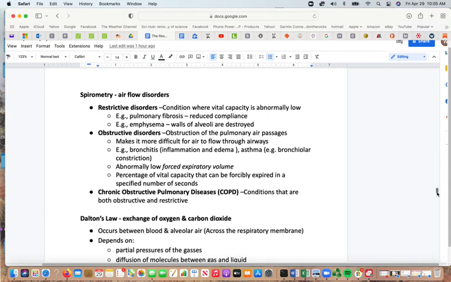So things can be abnormally low for forced expiratory volume. The percentage of vital capacity that can be forcibly expired in a specific number of seconds can be looked at. So with COPD, chronic obstructive pulmonary disease, these are ones that are going to affect both obstructive and restrictive airflow.